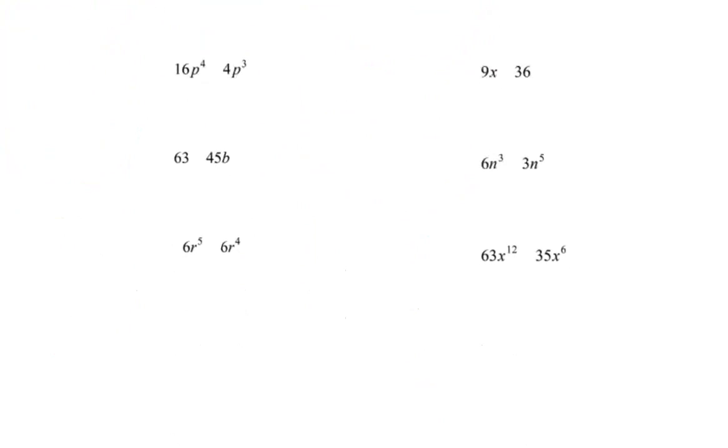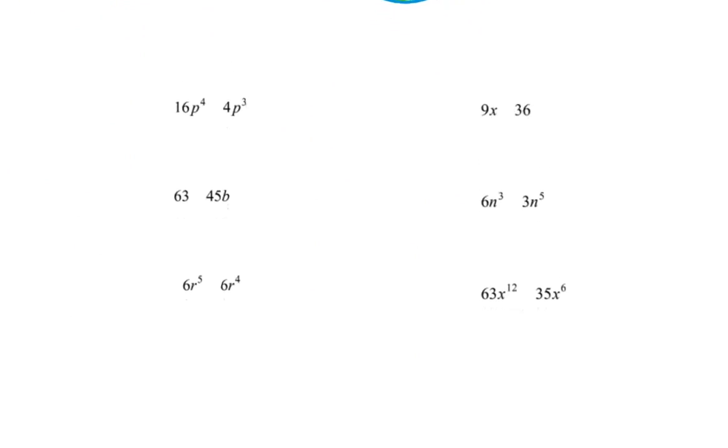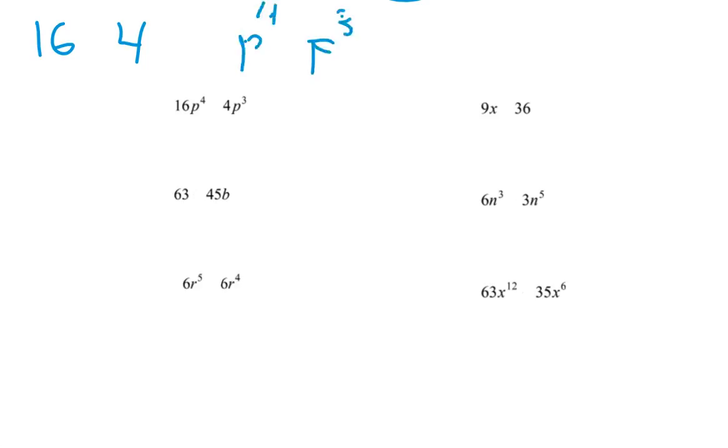It's the same thing when it comes down to a variable. So I've got 16p to the 4th, and I have 4p to the 3rd. I can break that down into my coefficients and my variables. 16 and 4 are my coefficients. p to the 4th and p to the 3rd are my variables. My coefficients, my GCF, or greatest common factor, is going to be a 4. These can both be divided by a 4 evenly. So my GCF is a 4.